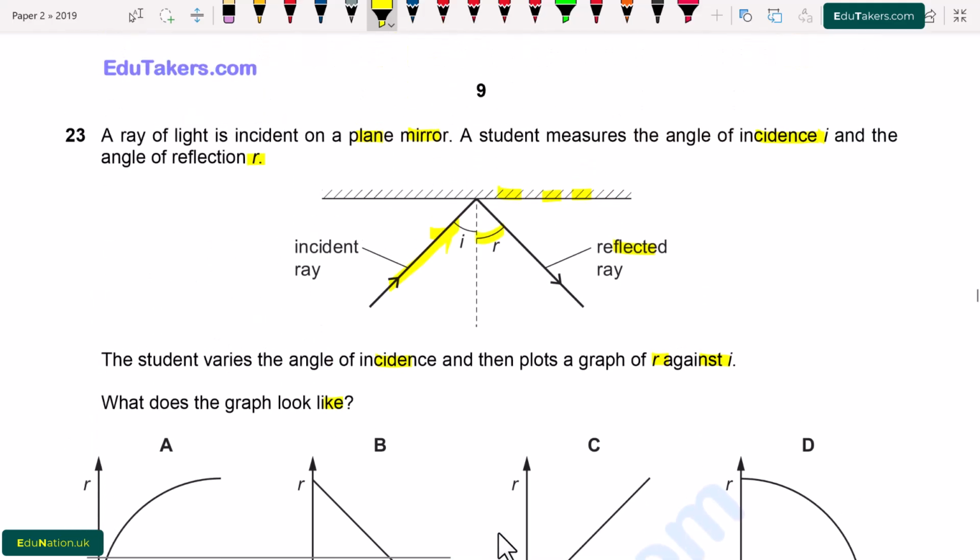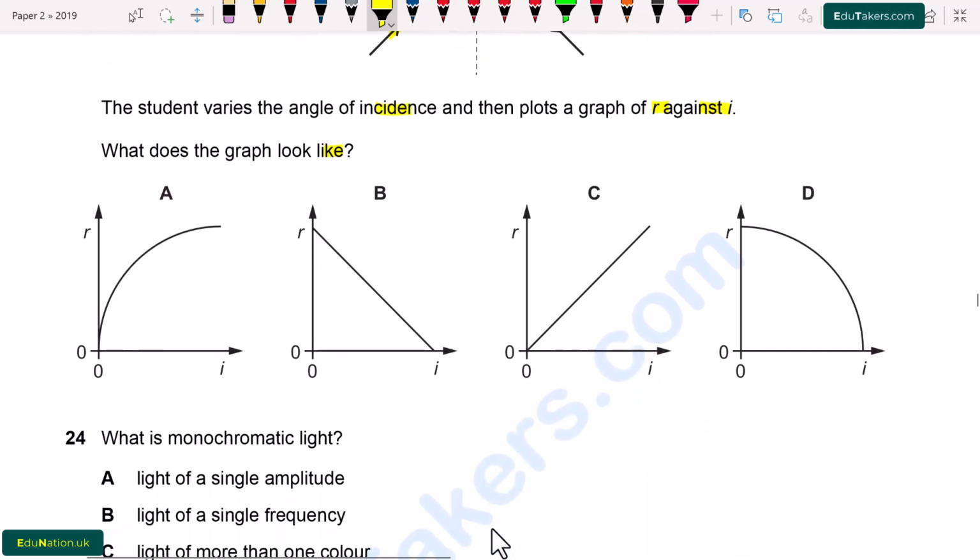Here is a graph between the angle of incidence and the angle of reflection. In the case of a plane mirror, when we increase the angle of incidence, the angle of reflection also increases. Both of these are directly proportional to each other. Now we see the options. Option A, there is no direct relation between the angle of incidence and the angle of reflection. So this is incorrect. Option B, this is also incorrect. Option C, this shows that when I increase the angle of incidence, the angle of reflection also increases accordingly. Both of these vary directly with each other. So option C is correct.